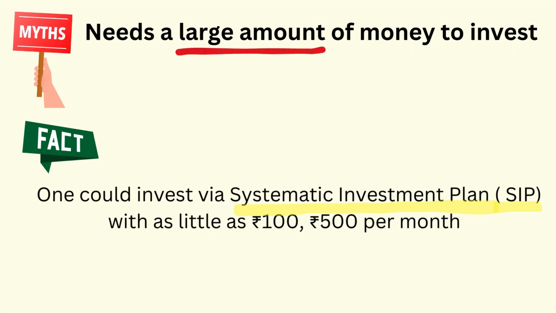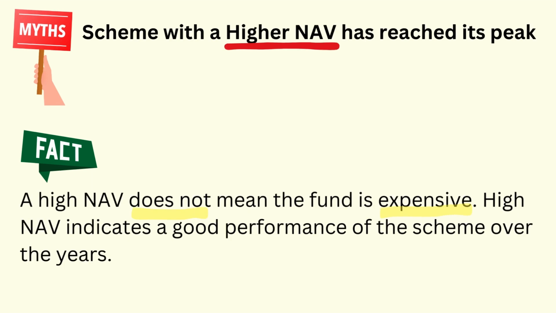Do we need a large amount of money to invest? No. As of today, you can invest through SIP, a systematic investment plan, with as little as 100 rupees or 500 rupees per month. Next, a scheme with higher NAV has reached its peak. We generally think that if it's a higher NAV, that scheme will not perform further. It doesn't mean that the fund is expensive. Higher NAV just indicates a good performance of a scheme over the years.